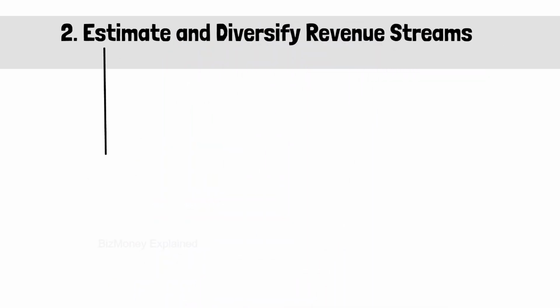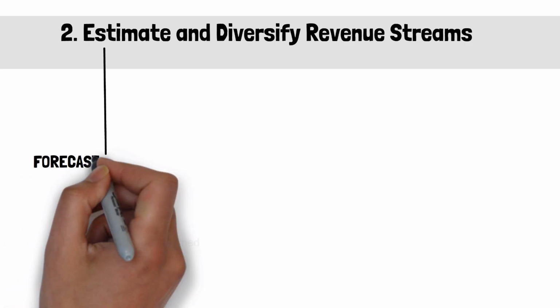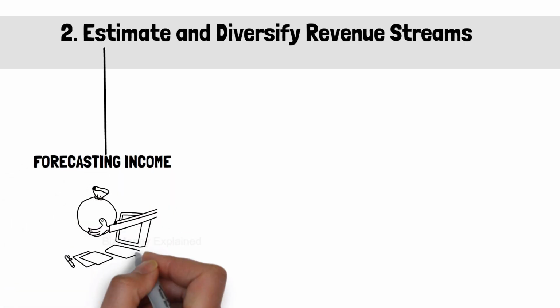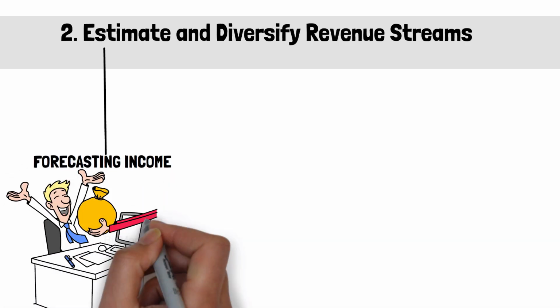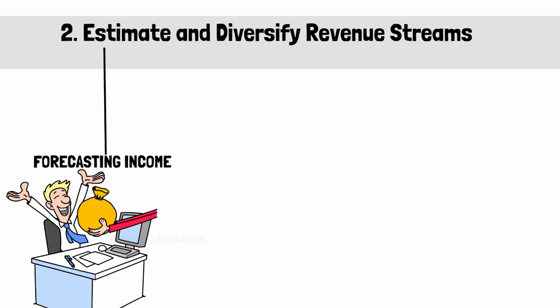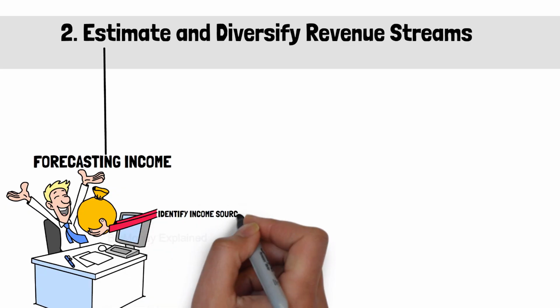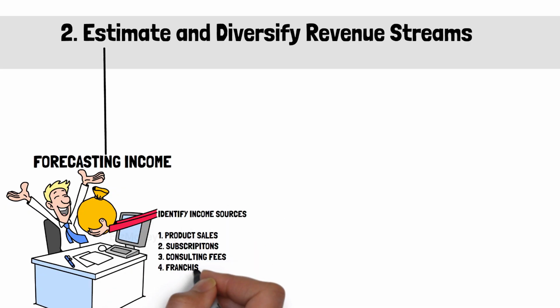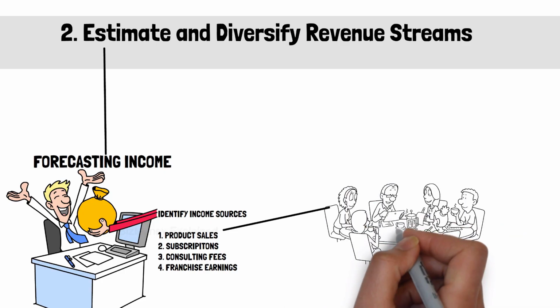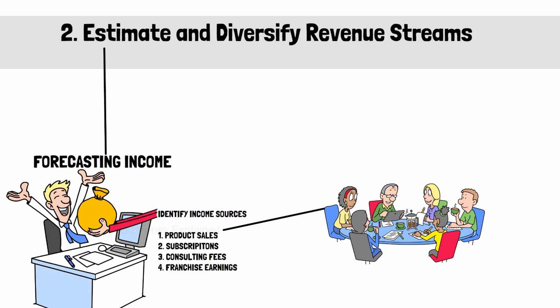Step number 2: estimate and diversify revenue streams. Once you know your financial baseline, the next step is forecasting income. Revenue estimation is not about being overly optimistic, it's about being practical. Start by identifying all existing income sources, such as product sales, subscriptions, consulting fees, or franchise earnings. Then look for additional opportunities that could grow over the coming months. These might include partnerships, digital products, training programs, or affiliate income.